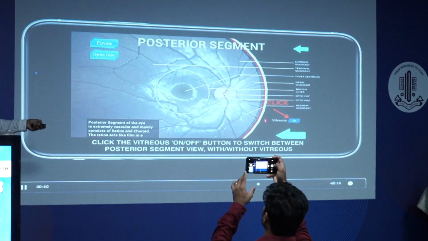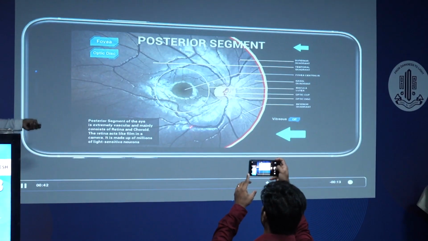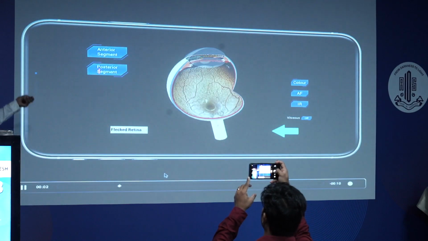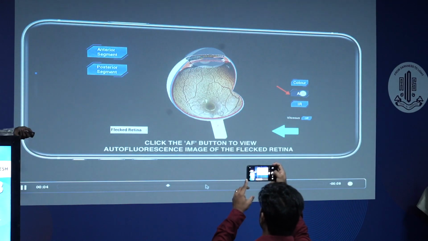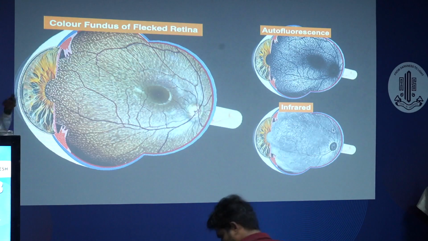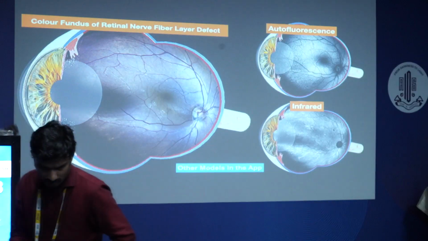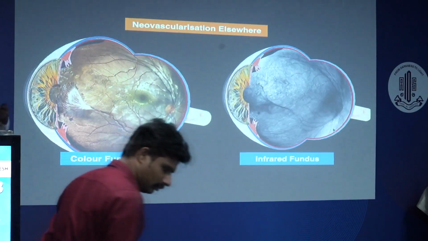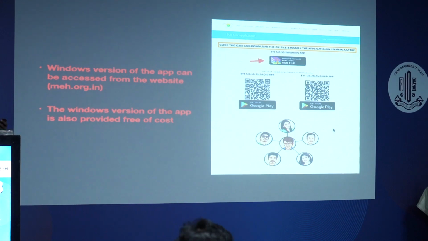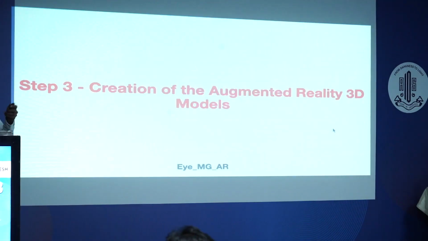Vitreous on and off, silicone oil. And you can also use filters, like you can have the fundus with different pathologies that you start seeing in an OPD, with color fundus, autofluorescence, infrared and whatnot. So this is the deck where you can start collecting a multitude of patients. You can just keep on adding, and then we launched the Windows version. So that was the innovation 2.1 of the same.